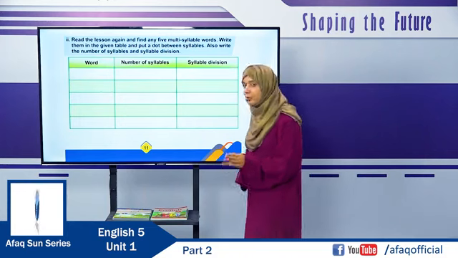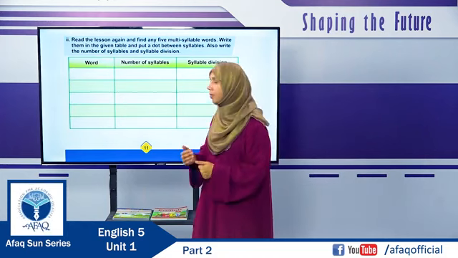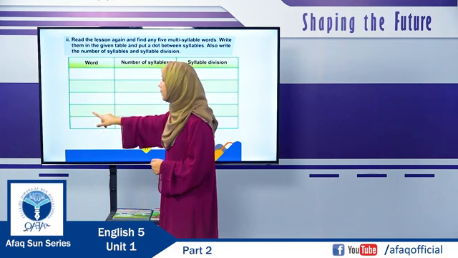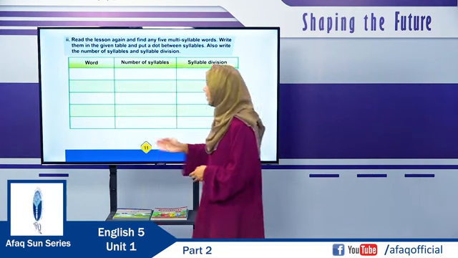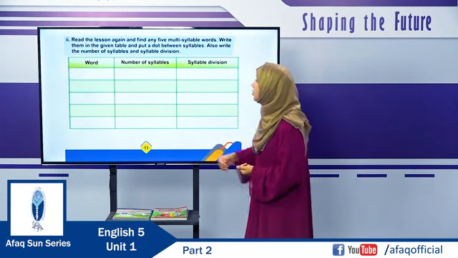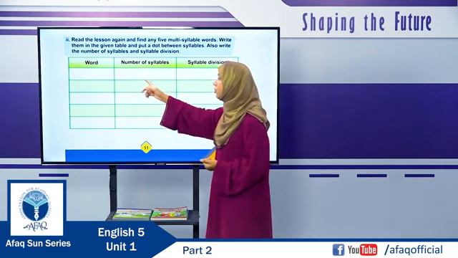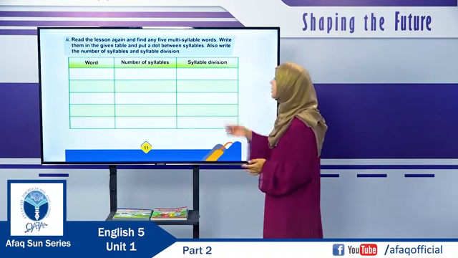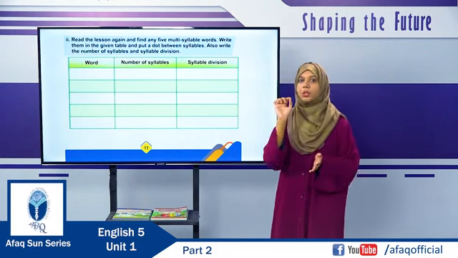Okay, so you will find multisyllabic words from the story. You will write those words here in this column. After that you can use a dictionary to find out the number of syllables in them. So you will write the number of syllables, for example 2, 3, 4 over here, and then you will write the syllable division with the help of the dot.